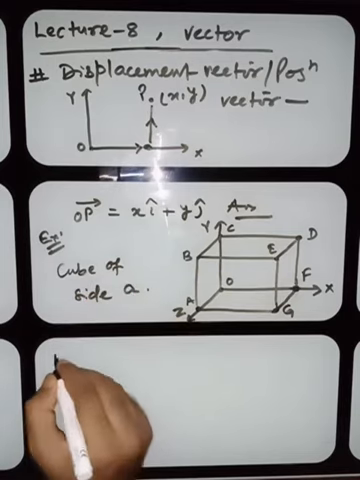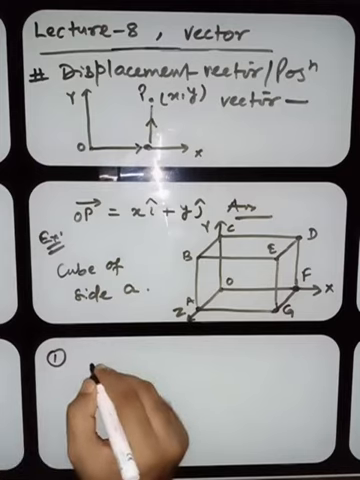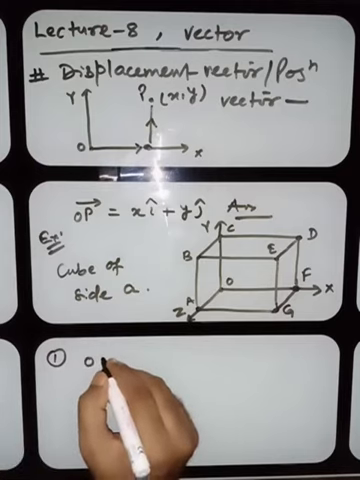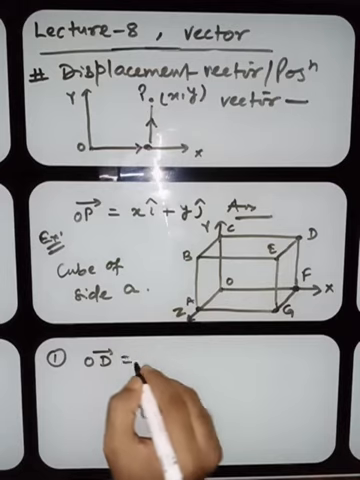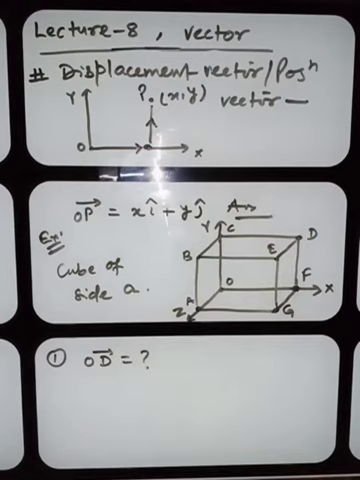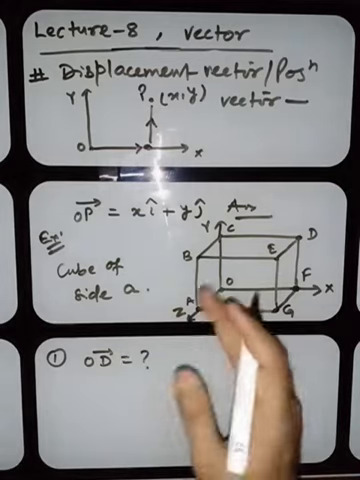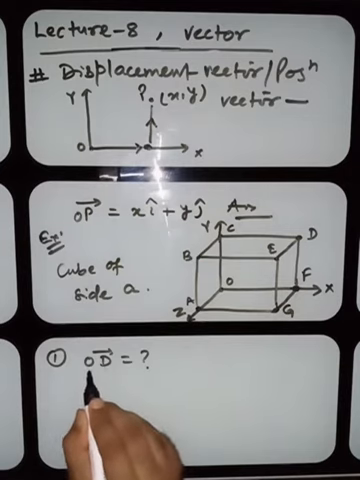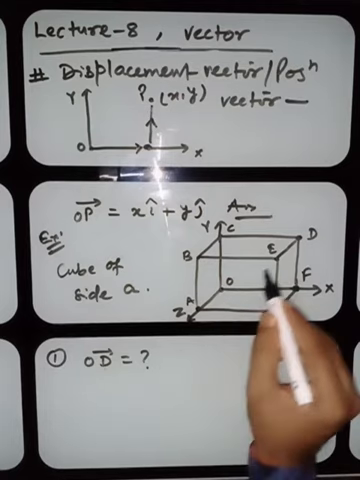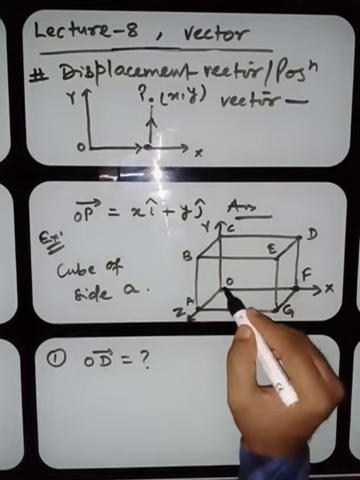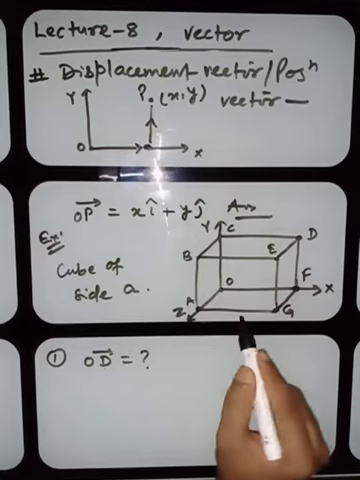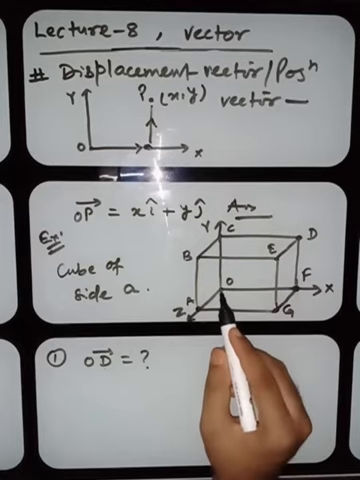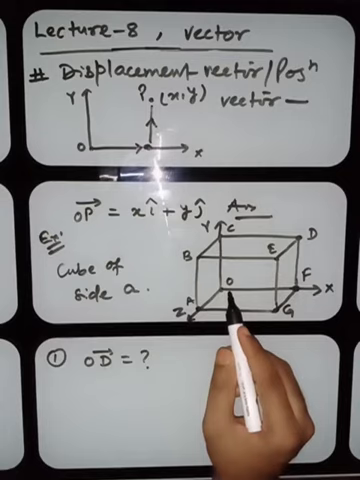Now, I'm asking the first position vector OD. What will be the position vector OD? Could you write OD? Look here carefully. You have to reach the point D from O. So, try to move from O to D. You cannot fly directly to D from O. You have to pick proper axes to go to the point D.